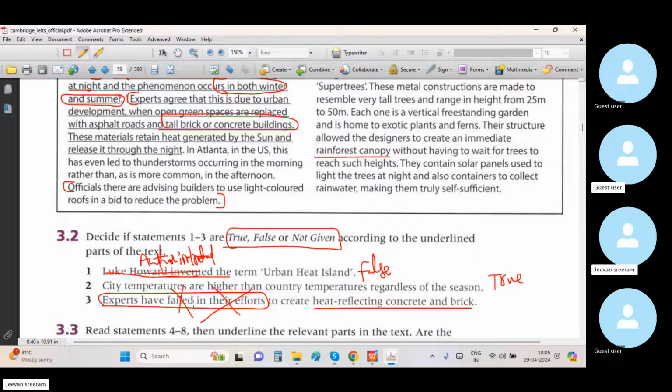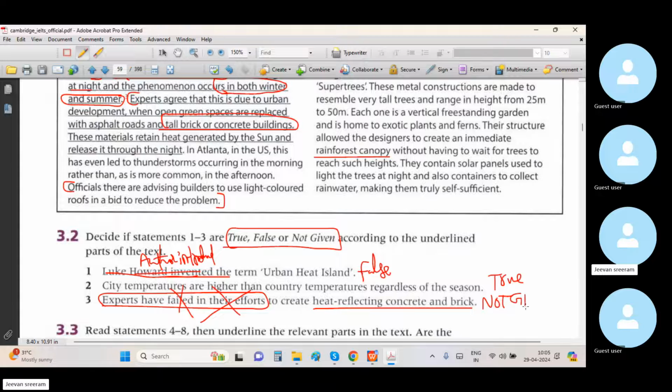Experts have not even tried to create such heat reflecting concrete and brick, buddy. So you can't say even this is false. False means I need the correct information. If you say this is the wrong information, the next question is what is correct? What can you say about this topic? Have they really tried? No. Have they failed in efforts? No. There is no information about it. Not given.